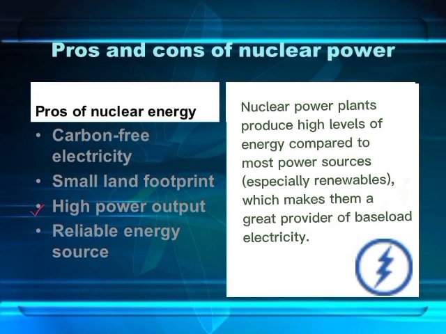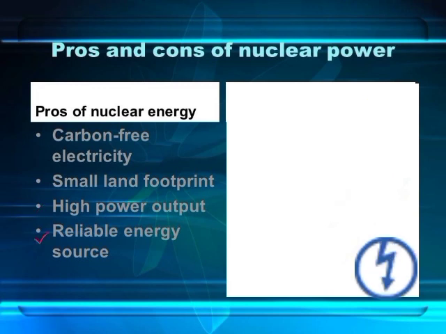Nuclear has the potential to be the high output baseload source, and we're headed that way. Since 1990, nuclear power plants have generated 20% of US electricity. Additionally, nuclear is a prime candidate for replacing current baseload electricity sources that contribute significantly to air pollution, such as large coal plants. And last for pros is reliable energy source.